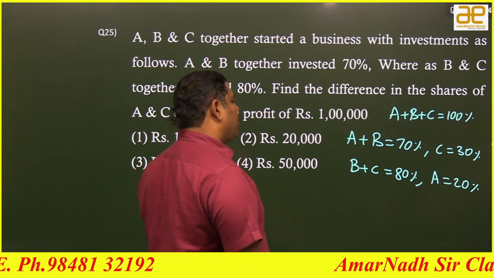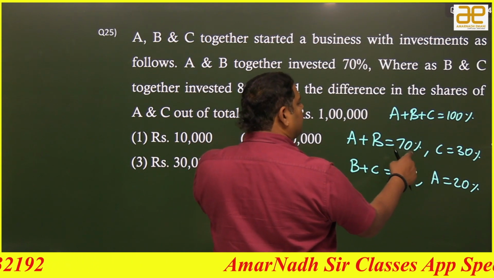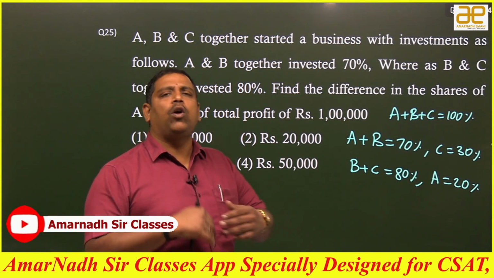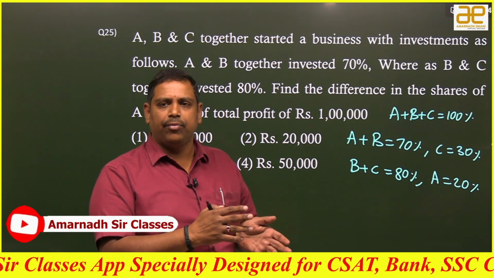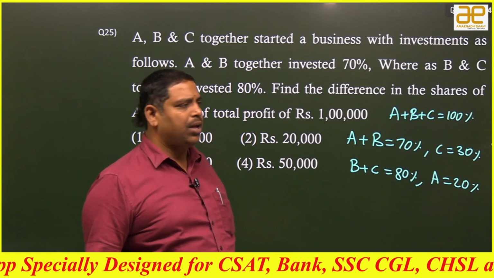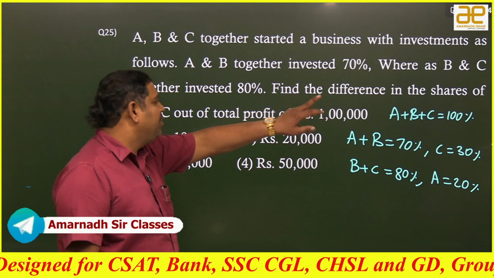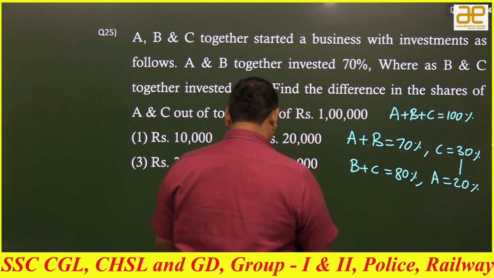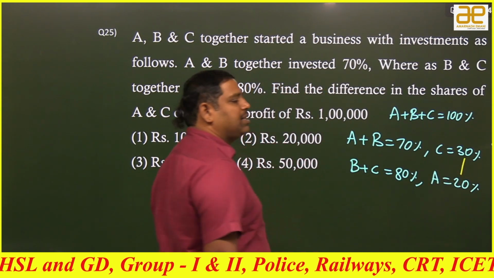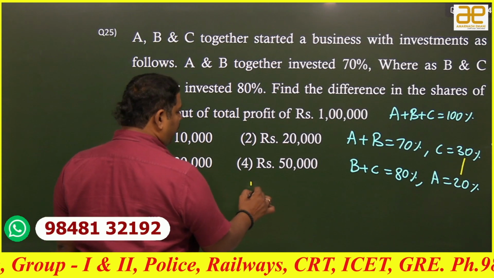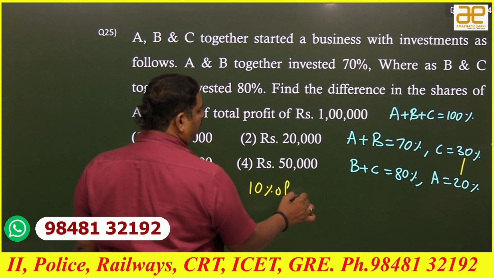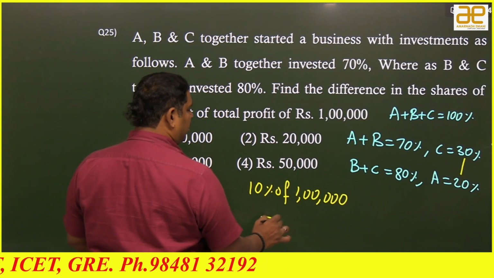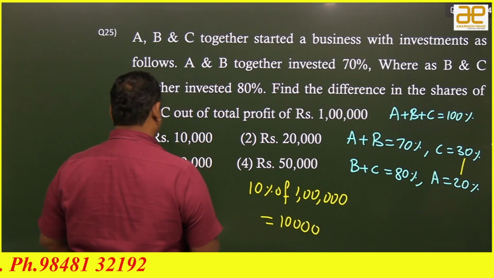Now observe a small point here. A and B 70%. Already A share is 20, C share is 30, means A and C together is 50. The remaining 50 is B's. B's investment is 50%. But the question is not about B, sir. He is asking about the difference in the shares of A and C. The difference is 10%. 10% of the profit, that is 10% of 1 lakh, which is 10,000. So the answer is the first option.